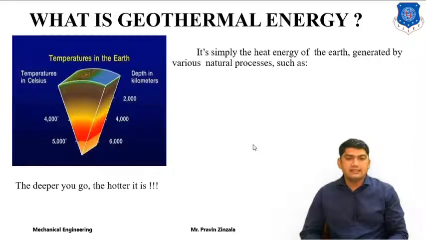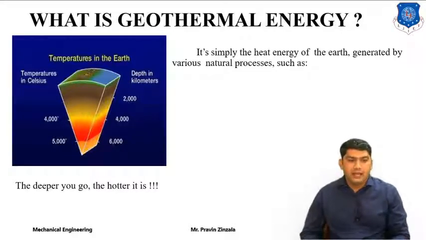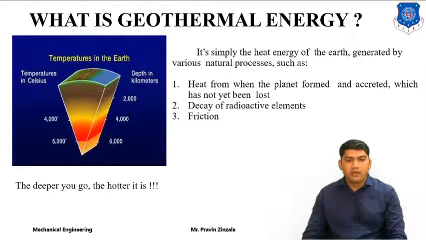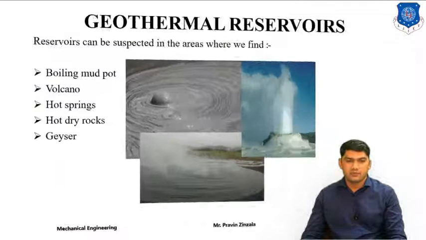So it is the heat energy of the earth, or we can also say the energy of the earth for specific applications, generated by various natural processes, such as the heat from the planet's formation and accretion which has not yet been lost, the decay of radioactive elements, and third, friction. Due to this heat of the earth, we can utilize it for power generation.